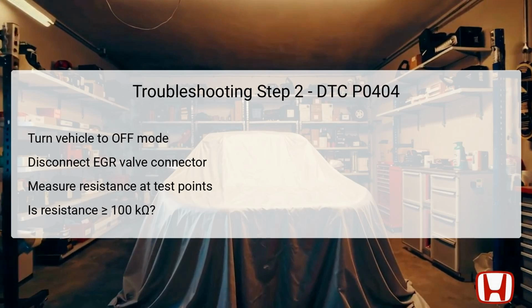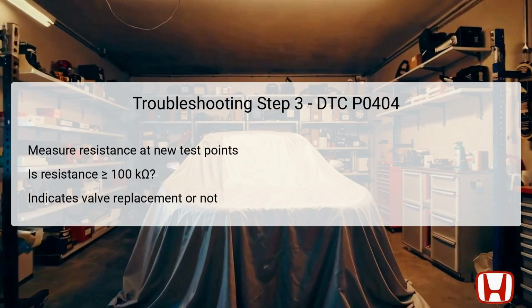This resistance check is crucial, since a reading of 100 kiloohms or more indicates that there is no short circuit within the internal circuit of the EGR valve position sensor. If the resistance meets or exceeds this threshold, the next logical step is replacing the EGR valve as it is inferred to be malfunctioning. Should the resistance be lower than 100 kiloohms, continue to the next step to check the integrity of the valve's internal circuit directly.